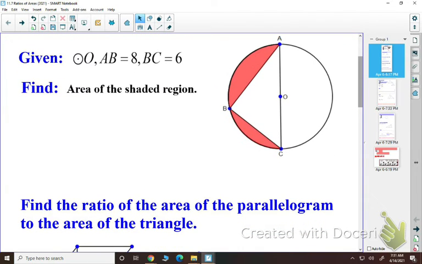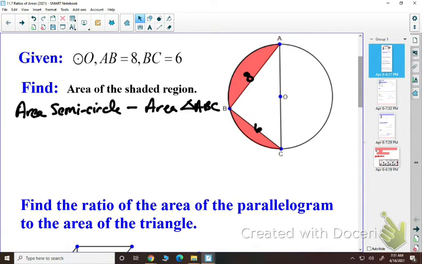So if I take a look at the first picture, we're given that we have circle O, that segment AB is 8, and segment BC is 6, and it says to find the area of the shaded region. What I would do, if I'm thinking this through, again, we just finished the previous lesson on areas of sectors and areas of segments. So in general, I would take the area of the semicircle and subtract off the area of triangle ABC. Since a semicircle is half of a circle, I could do half of its area.